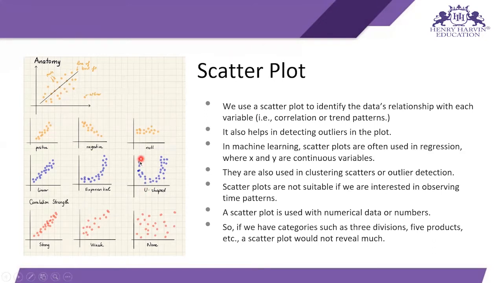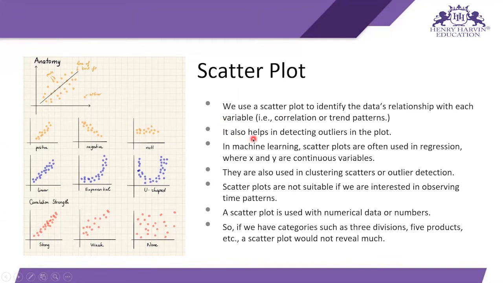Like you can see, this is u-shaped data, this is exponentially increasing data, this is a strong correlation, this is weak, and there is no correlation between them. We use a scatter plot to identify the data's relationship with another variable, that is correlation or trends: how the trend is going, like positive, negative, null, linear, exponential, or u-shaped, and whether the correlation is strong, weak, or none.